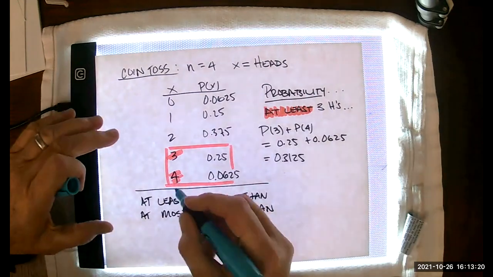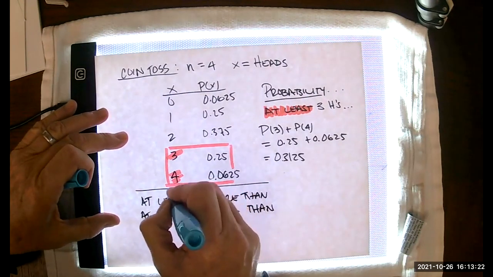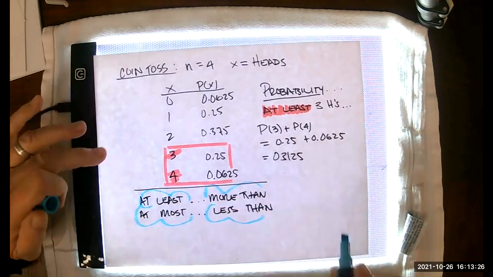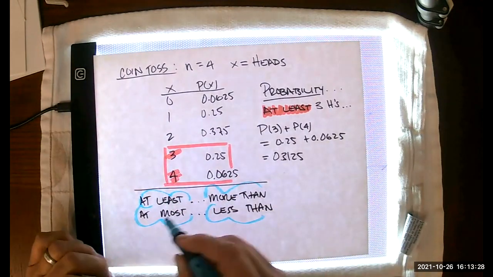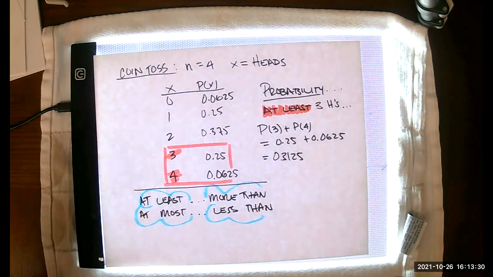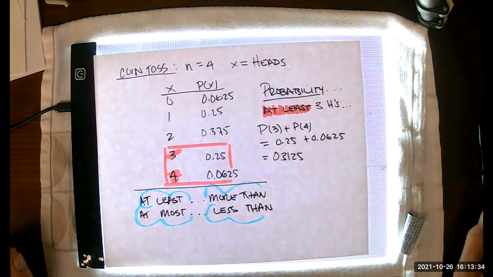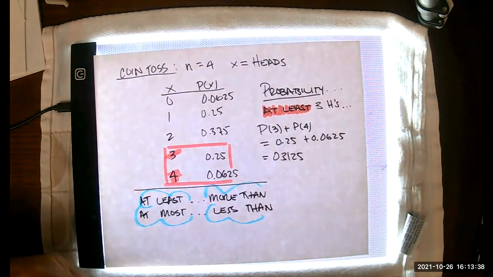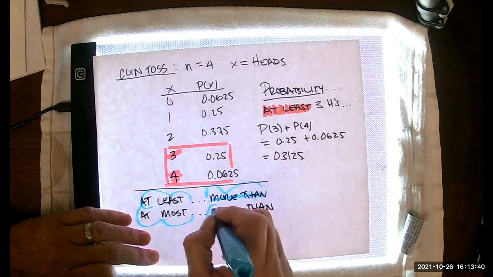And as I say, students tend to struggle with some of these. At most means up to and including that number. At least means that number and everything above it. More than and less than people do much better with than at least and at most.